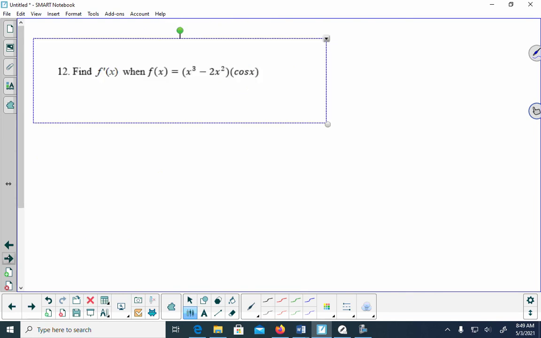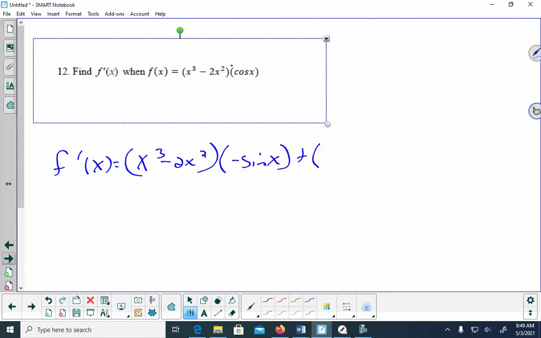Number 12, find the derivative when f of x is equal to that. Remember, you still have to do the product rule. So I am going to leave the x to the third minus 2x squared alone, taking the derivative of cosine, which is negative sine x, and then plus the derivative of x to the third, which is 3x squared minus 4x. Leave the cosine alone. Now distribute these.